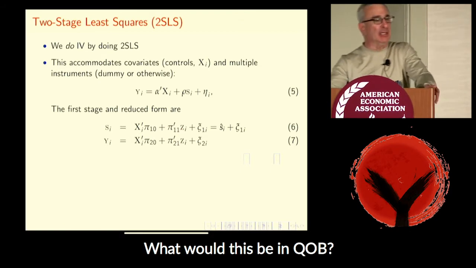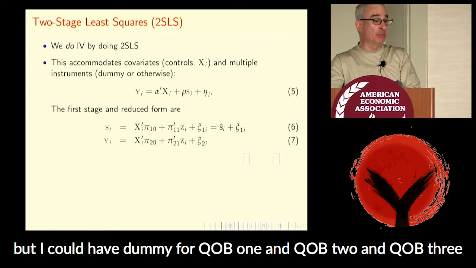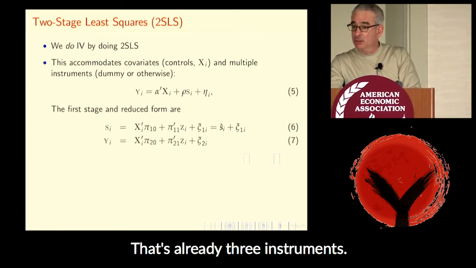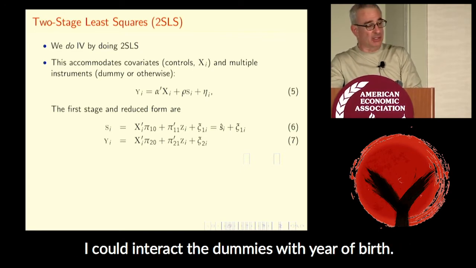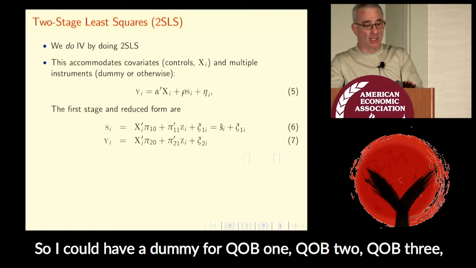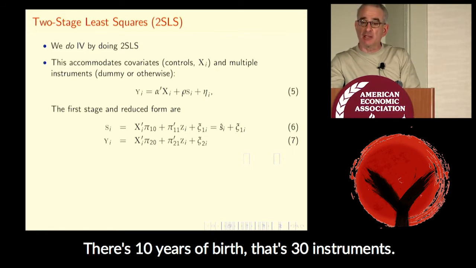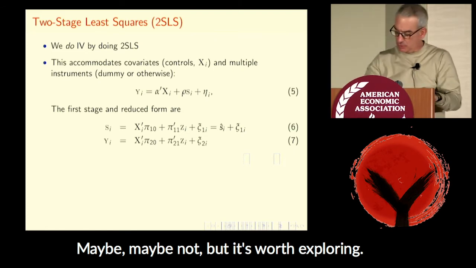What would this be in QOB? Well, I could have a dummy for QOB1, but I could have a dummy for QOB1 and QOB2 and QOB3, all compared to QOB4. That's already 3 instruments. And something else that might be interesting and fun, I could interact the dummies with year of birth. So I could have a dummy for QOB1, QOB2, QOB3 separately for each year of birth. There's 10 years of birth, that's 30 instruments. So that model now has lots of instruments. Is that a good idea? Maybe, maybe not, but it's worth exploring.